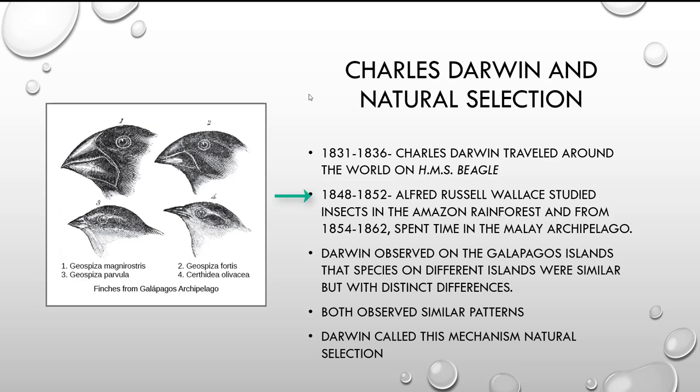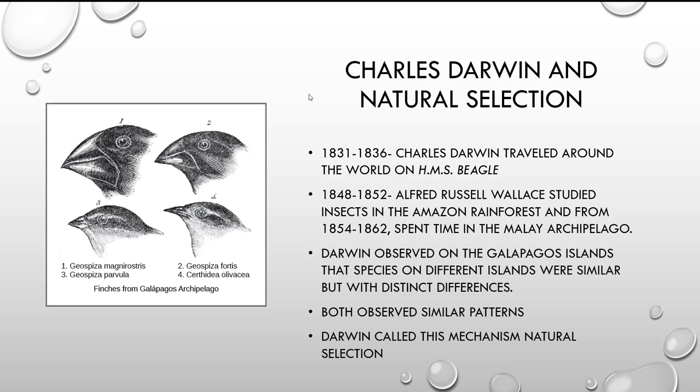From 1848 to 1852, Alfred Russel Wallace also went around the world. One of his stops on his first trip was the Amazon rainforest, where he collected insects. Then he made another trip from 1854 to 1862, where he spent a lot of time in the Malay archipelago, where he studied all sorts of different organisms. And so, even though these two scientists, Charles Darwin technically wasn't a scientist. He studied theology.